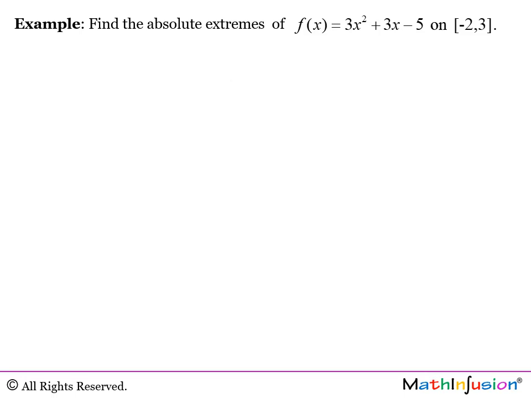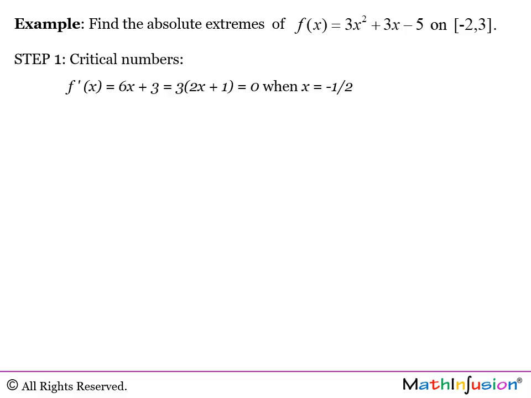Example: find the absolute extremes of the function f(x) equals 3x^2 plus 3x minus 5 on the closed interval [-2, 3]. f(x) is a polynomial, it is a continuous function, it's also a differentiable function, so we have to check all the critical numbers on the interval [-2, 3], and we have to check at the endpoints.